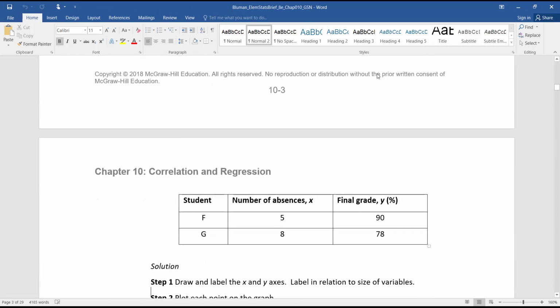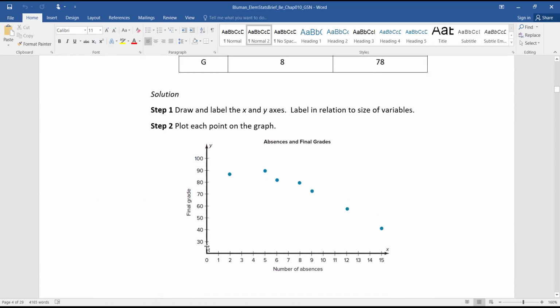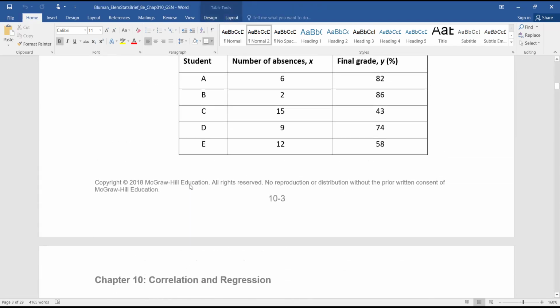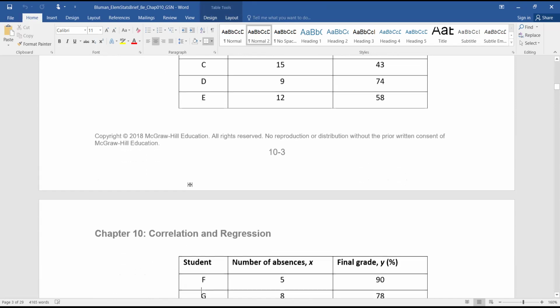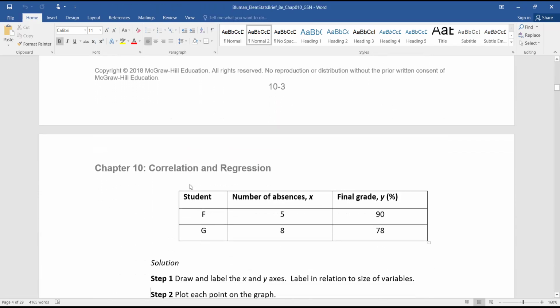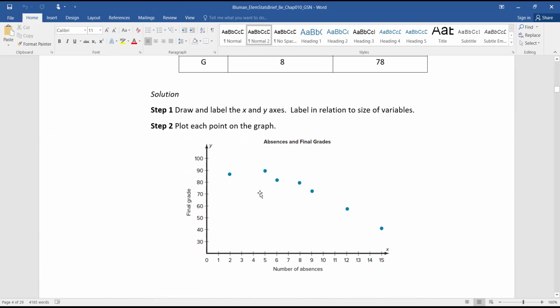So when I come over here to make the scatter plot, you can see that my X-axis is labeled as number of absences and my Y-axis is labeled as final grade. The next thing you need to look at is what is the smallest X value? Hopefully you see that it's a 2. And then you see that the largest X value is a 15. So when you come to the x-axis, because I went from 2 to 15, it was a lot easier just to go from 0 and then just go up 1 every time.